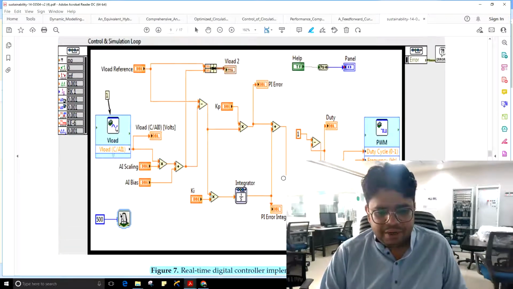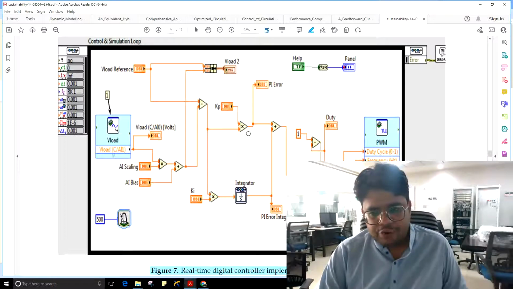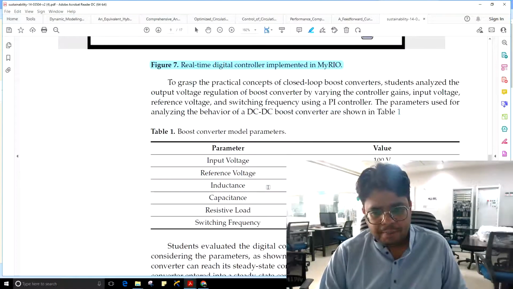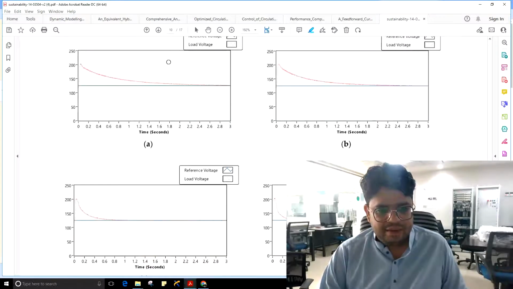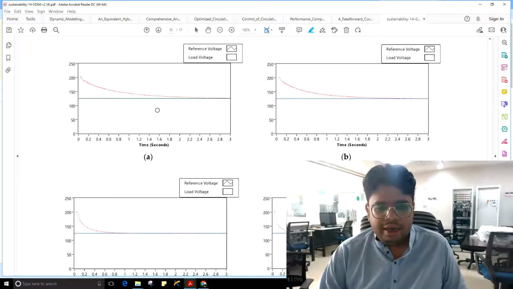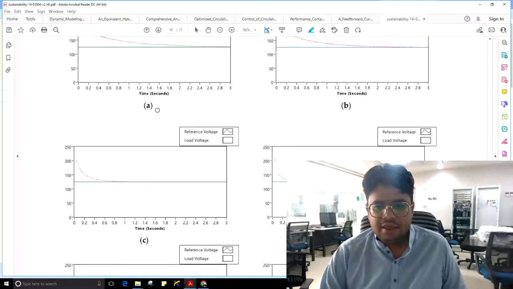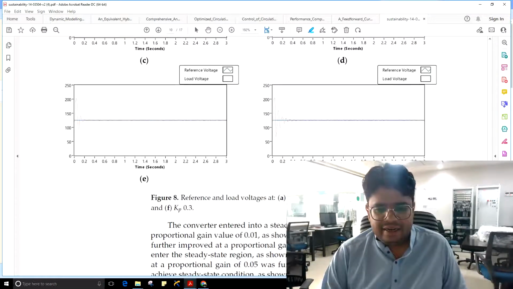This is the real-time digital controller implemented in MyRIO, closed loop controller for the boost converter. These are the results. You see, the closed loop DC to DC converter is tracking its reference voltage. Load voltage follows the reference voltage. The results are taken under different values of proportional gain Kp.